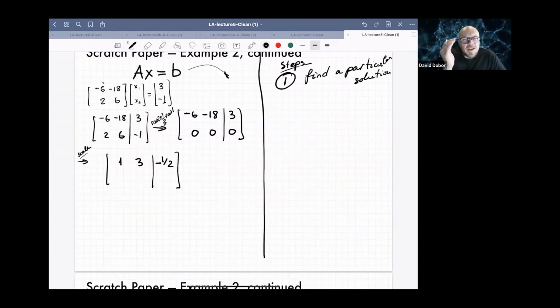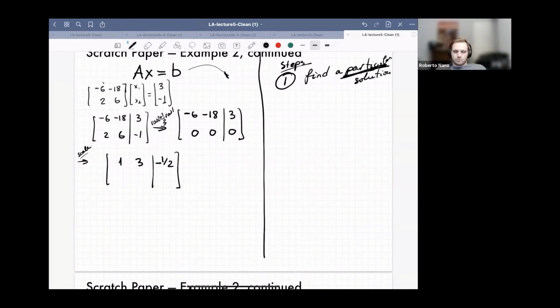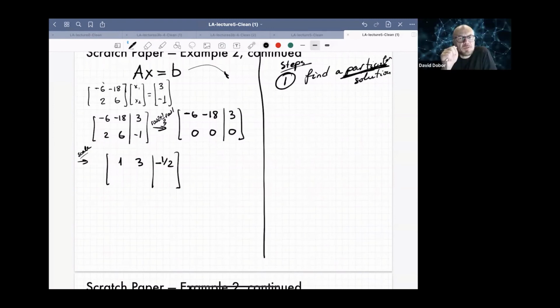Now I want to find a particular solution. It's kind of confusing maybe at first. What are the special solutions? Help me out. In what context did we use the term special solutions? The special solutions were the solutions to AX equals 0, and we'll need those here. But a particular solution is the one that solves AX equals B, the simplest one you can find. There are an infinite number of them.